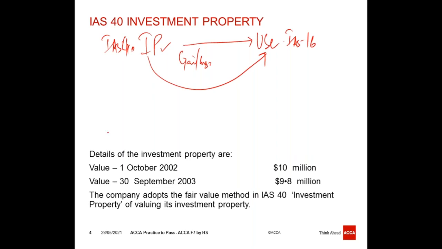The base accounting standard is IAS 40. Therefore, the gain or loss at the time of the transfer will go in the income statement. But if the property is moving in this direction from IAS 16 to IAS 40, then the gain will go in the revaluation reserve.